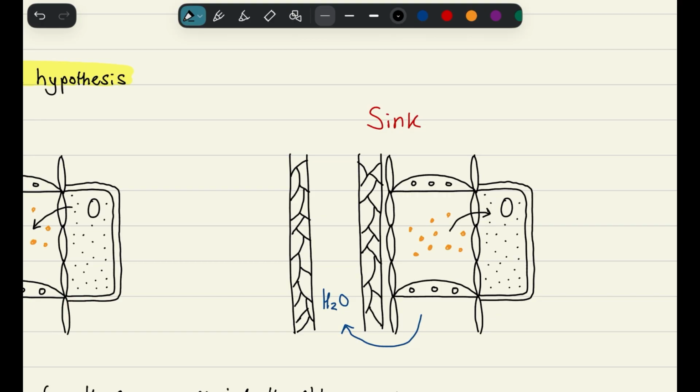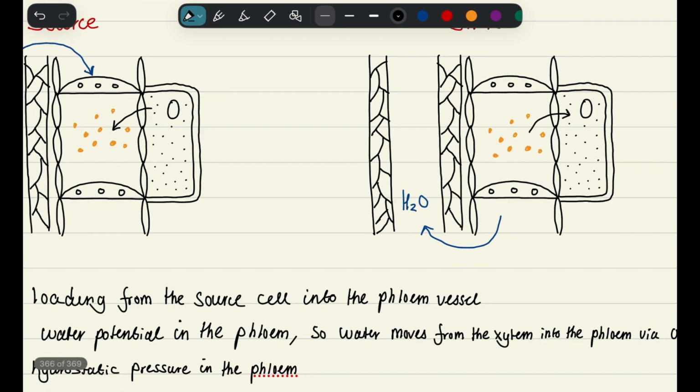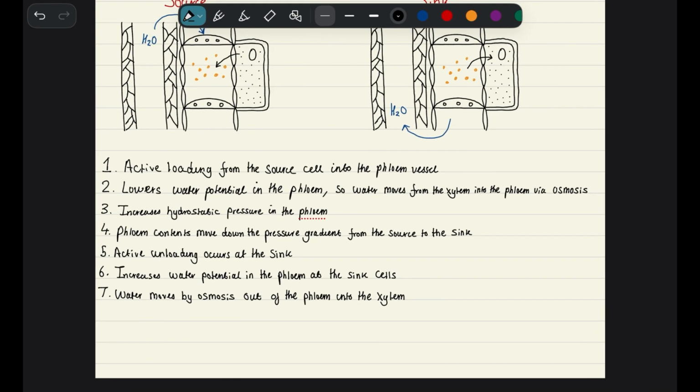Cool. But we have to think again, we've unloaded a bunch of solutes, which means that our water potential is now going to increase. So the water potential in the phloem is higher than in the xylem, meaning the water is going to flow by osmosis into the xylem. We reduce the pressure there. So we have a reduced hydrostatic pressure at the sink, and increased hydrostatic pressure at the source, which is why you get this mass flow, and that's why you always get the flow from source to sink.